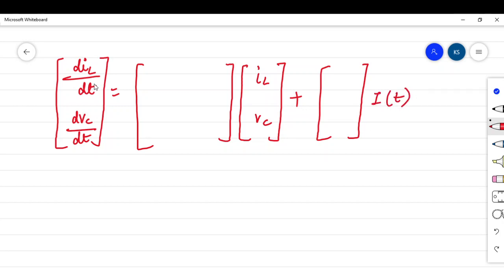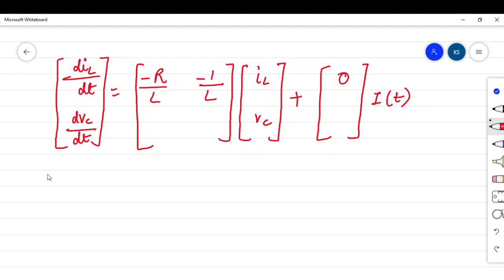So dIL by dt is equal to minus Vc by L. So we can write minus 1 by L here, and minus IL into R by L. So I am writing minus R by L here, and it is not dependent on IT. So I am writing it as 0 in the input matrix.